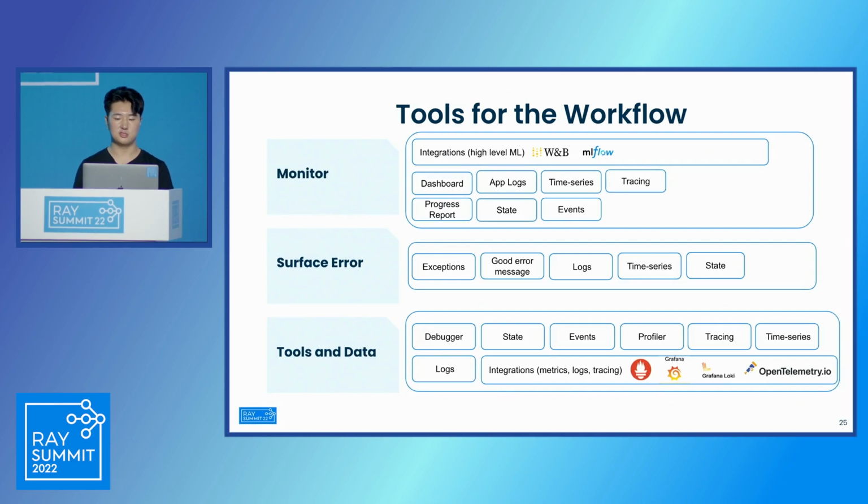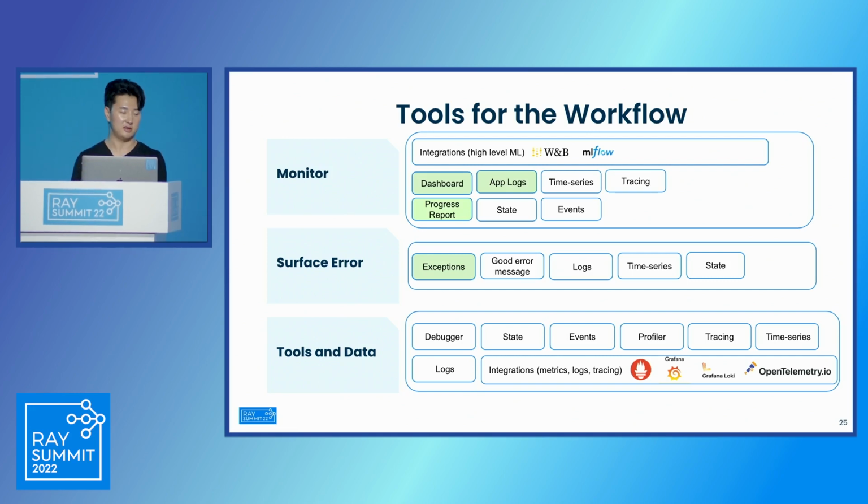And then to support such a workflow, there must be corresponding tools for each step. So for example, when you're monitoring, you may want to have a dashboard. That's not as bad as now, but a really great one. And also progress reports, or application-level logs. Or when you actually surface errors, you need to have the right exception models as well as great error messages.